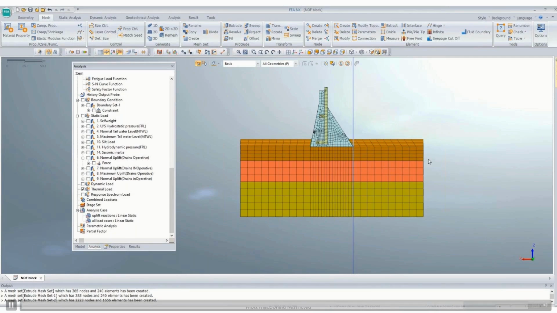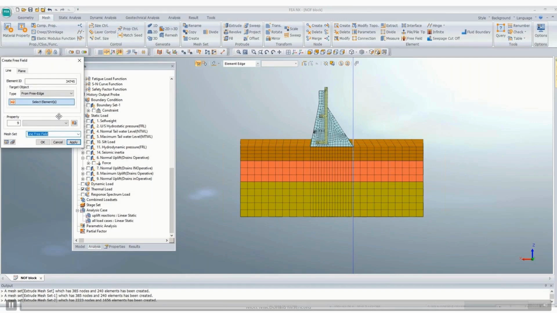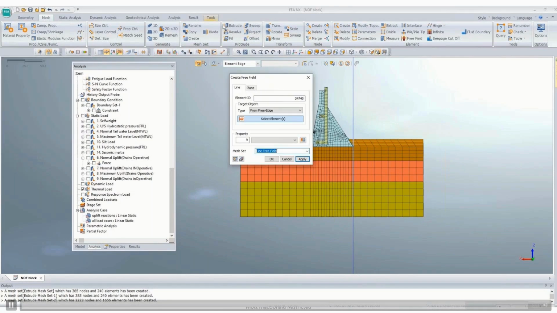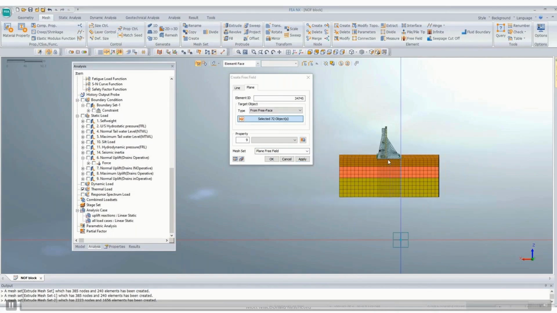Superior to absorbing boundaries, we have free field boundary elements, which absorb whatever wave we have applied. So I'll be using this free field element. Go to create free field and plane. For this face and this face, I'll have free field elements.